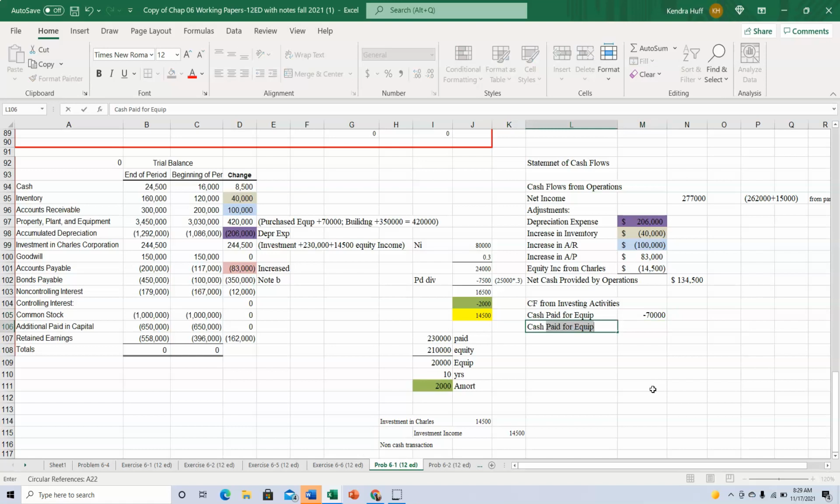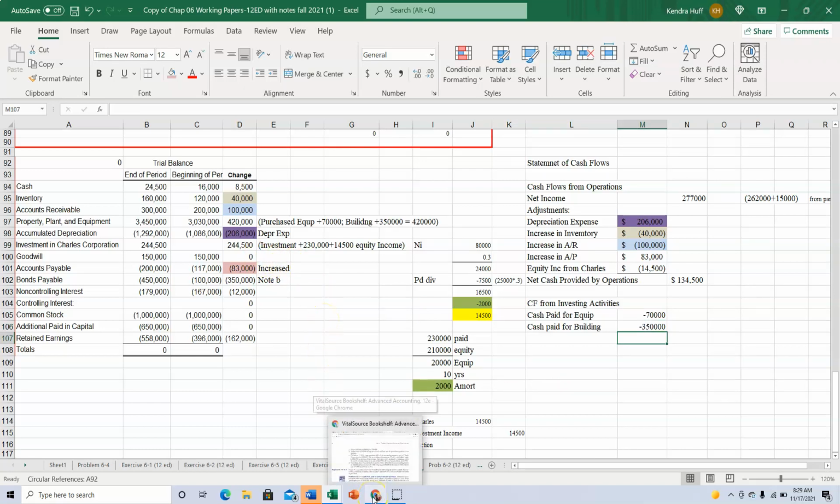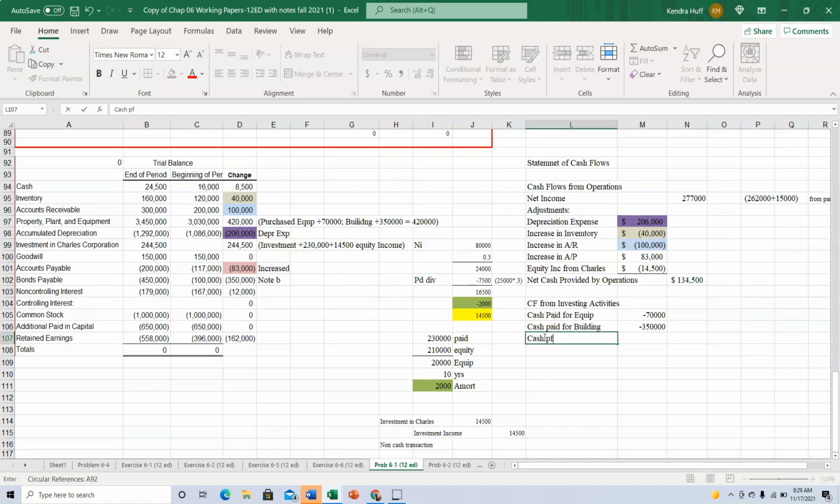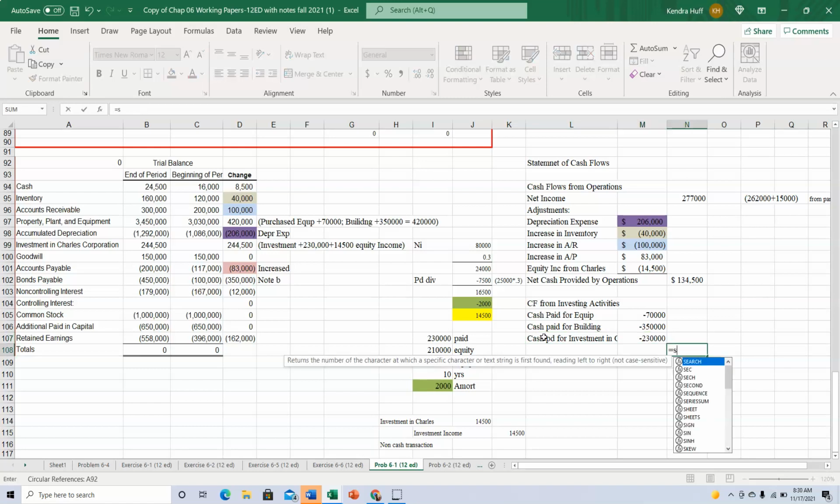We had cash paid for building. That was minus $350,000. Okay, and then we also made an investment in Charles. All right, and the investment amount was $230,000. Okay, so cash paid for Charles, say investment in Charles. And that was, like I said, 230. And that's it for that one. Easy peasy.